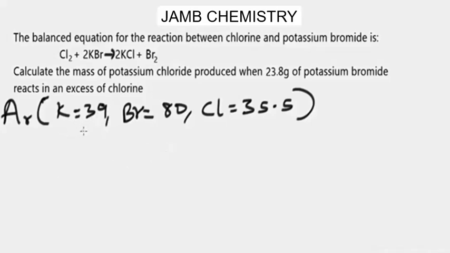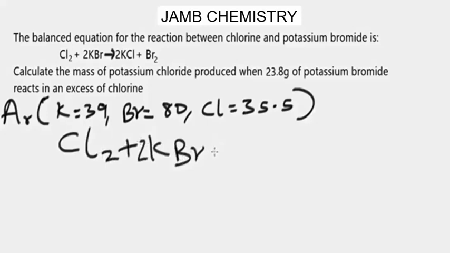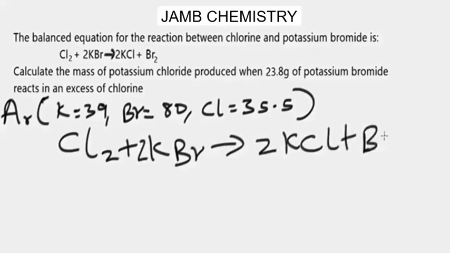Now, we are going to begin by writing the balanced chemical equation out. So we have chlorine gas reacted with 2 moles of potassium bromide to give us 2 moles of potassium chloride plus bromine gas. Alright, now let me write it out.